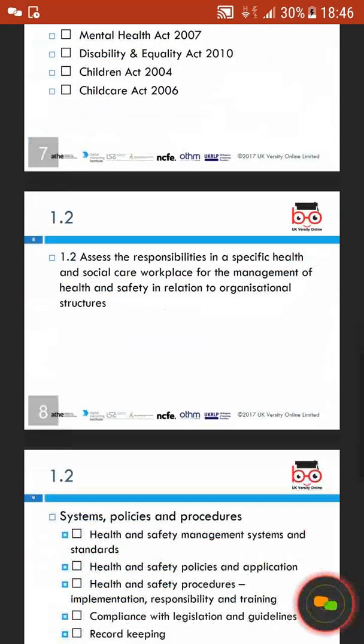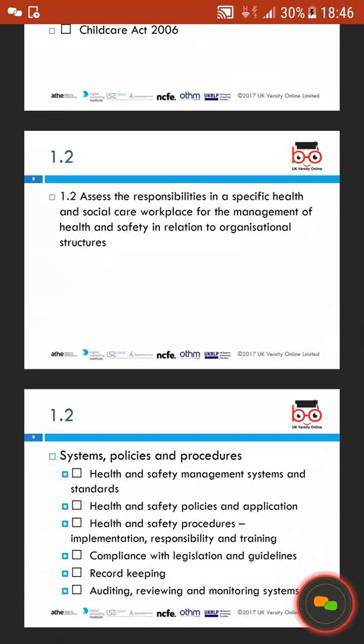And then if you go on to 1.2, which is the responsibilities in a health and social care workplace for management of health and safety in relation to organisation structures. So this is how the organisation implements these policies in systems, in procedures, in their structures. The responsibility of the business, the manager, is to comply with legislation, because it should always come from the top and work down. It's up to them to uphold the legislation within practice.